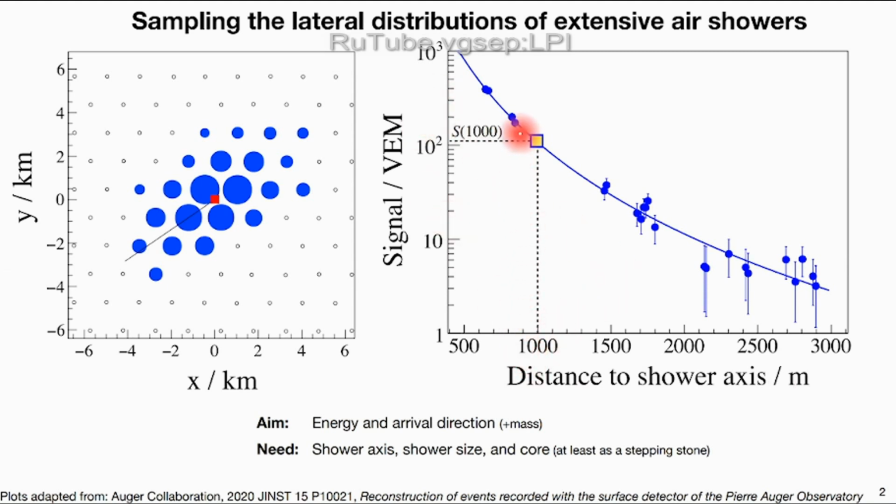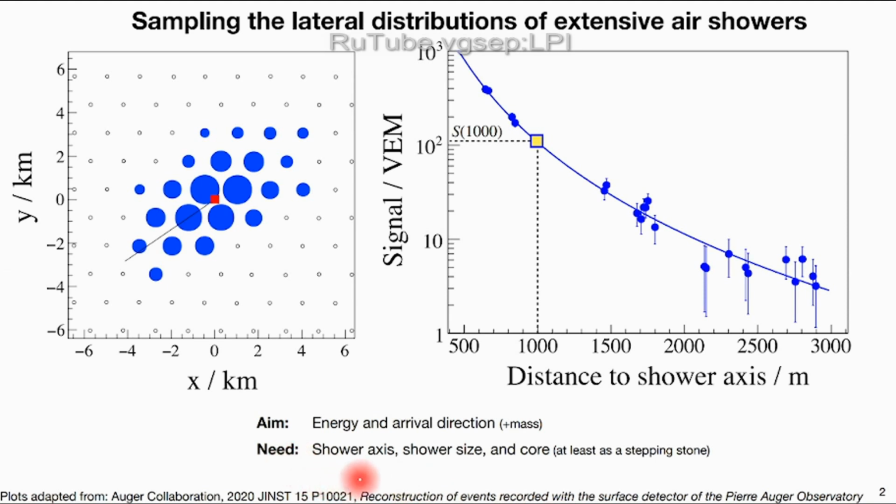We then take the predicted signal at a specific distance from the shower axis, which in the case of an Auger-like detector is at 1,000 meters, and we use that as our estimator for the energy. And I think on Thursday you can get a quick review about why we do this from Alan. The aim here is to reconstruct the energy and arrival direction of ultra-high energy cosmic rays, as well as possibly their mass.